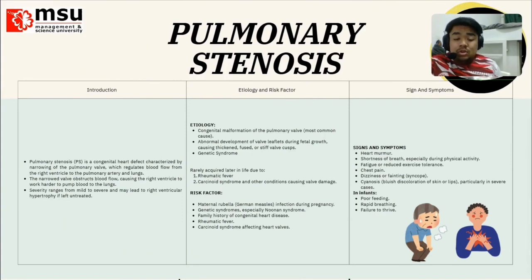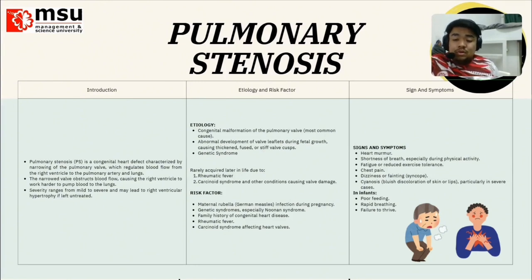Individuals with Noonan syndrome commonly have abnormal pulmonary valve development. Why? Because the genetic mutation affects normal heart valve formation during embryonic development. And next, it is rarely acquired later in life due to rheumatic fever. Rheumatic fever is an inflammatory disease that develops after an untreated streptococcal throat infection, and it can cause scarring and thickening of the heart valve. Why? Because chronic inflammation damages valve tissue, making the valve stiff and narrow.